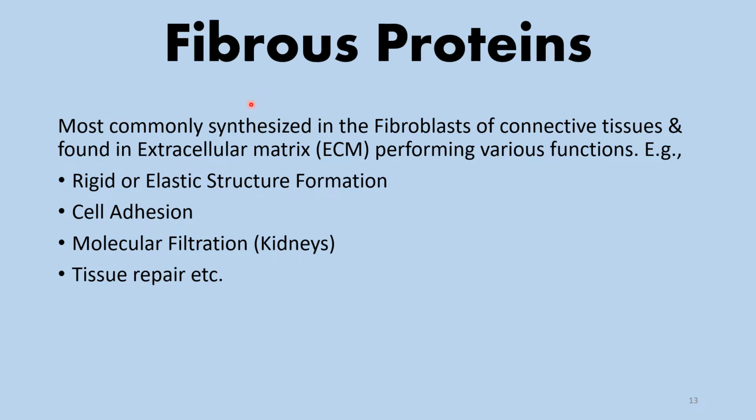Now we start with the fibrous proteins. The fibrous proteins are most commonly synthesized in fibroblasts of connective tissue, and they are found in the extracellular matrix performing various functions. The main functions are that they provide rigid and elastic structure, they help in adhesion of the cells, molecular filtration, and tissue repair of the body in case of damage.